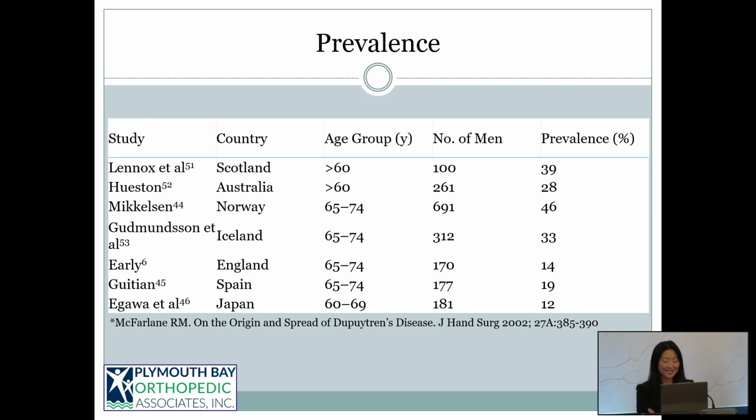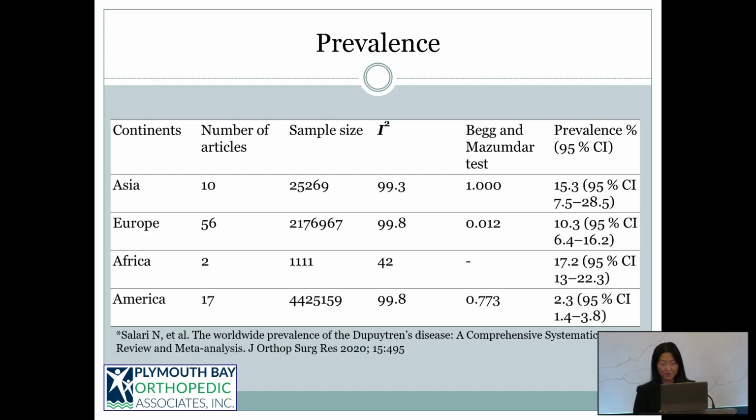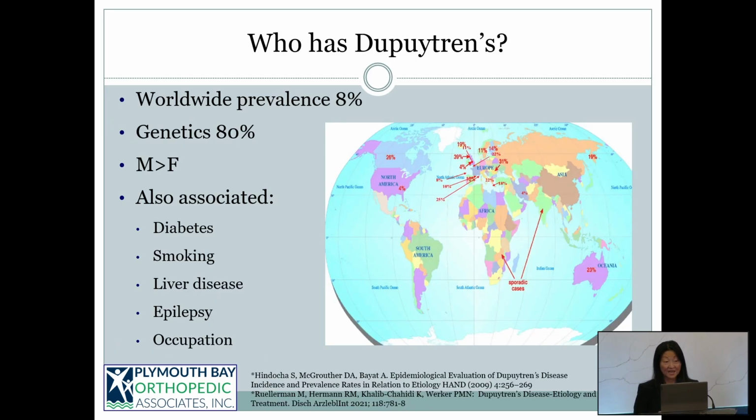So in 2002, there was a study looking at the prevalence of Dupuytren's. And in this small population, if you notice the number of men, the numbers are relatively small. But what they found was that in Norway, there was a high prevalence, 46, and in Scotland of 39. But in a more recent study, in 2020, they did a meta-analysis with much larger numbers, and they actually found that the prevalence was higher in Asia, mostly Japan, compared to Europe. So overall, what they agree upon really is that the prevalence is approximately 8%.